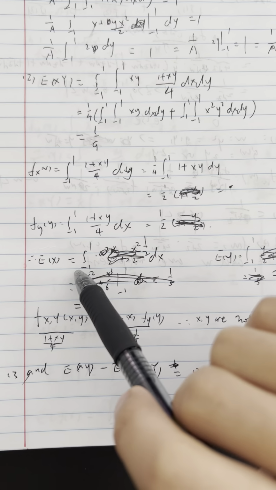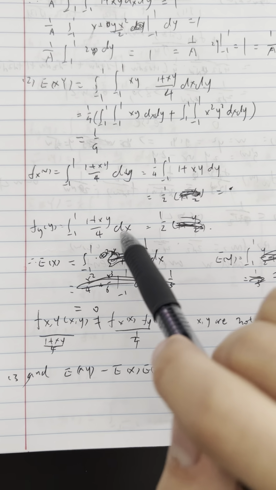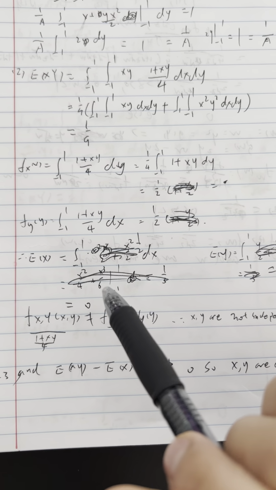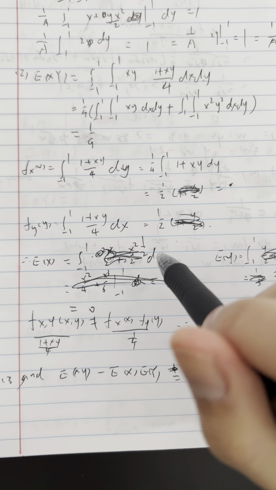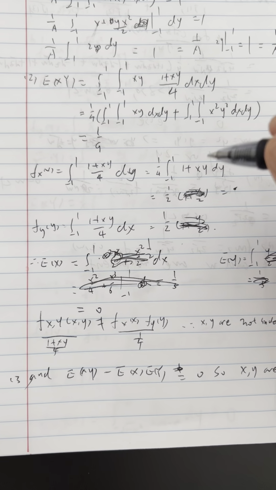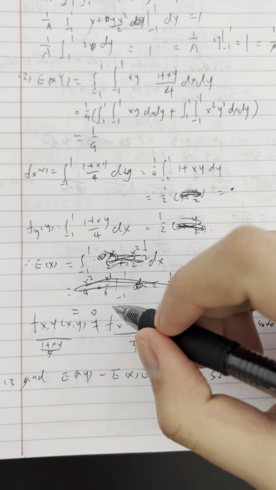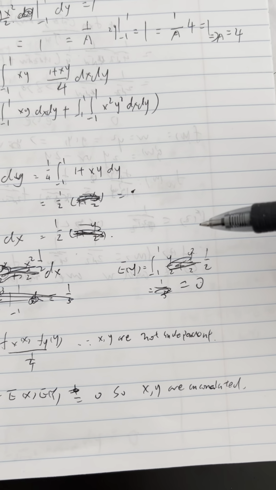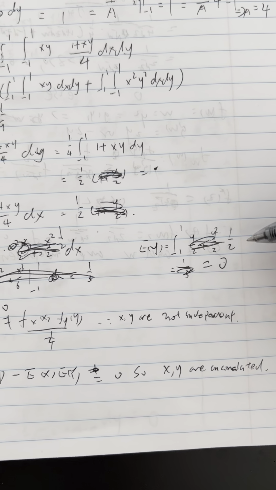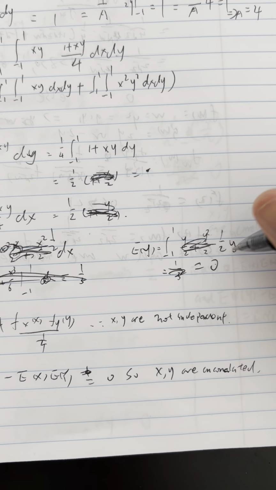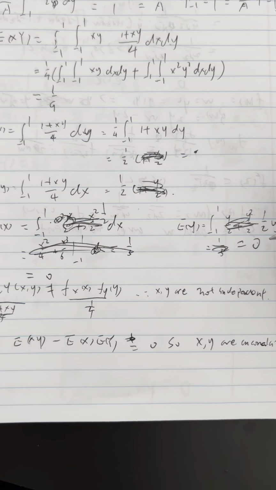And in order to find E[x], we just take the integral from -1 to 1 of x times 1 over 2 dx, and we should have 0. And similarly for y, we take the integral from -1 to 1 of 1 over 2 times y dy, and similarly you have 0 as well.